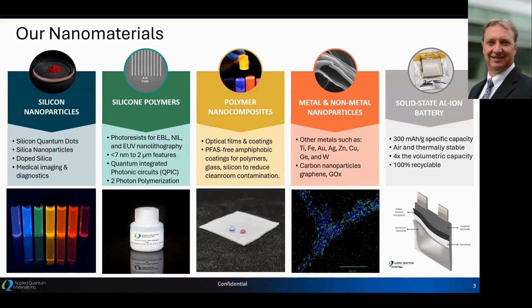Lastly, one of the side projects we've been working on is to create a solid-state aluminum-ion battery. We're the first in Canada to make this a solid-state battery. It has double the specific capacity of lithium-ion batteries, and it's air and thermally stable, with 4 times the volumetric capacity, and 100% recyclable. It's just 4 layers put together. You understand the materials, you put it together, you have a battery. There's still work to be done on the cyclability, etc., but we've got an amazing first step in terms of this battery. And totally safe material.